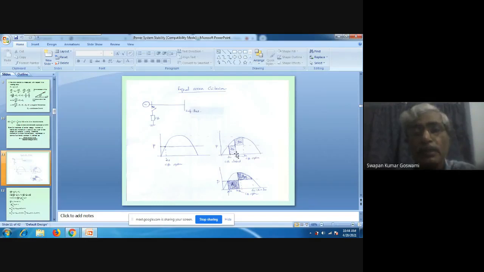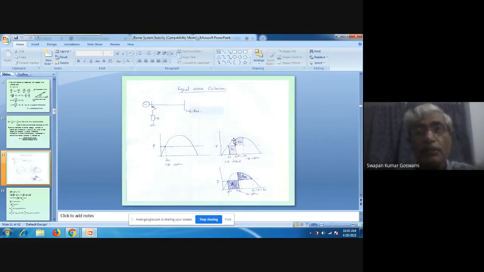So as the circuit breaker contacts are opened, the operating point will jump at this delta 1 angle. The angle will not change immediately, because a change of angle requires some time; obviously, in a rotating system, a change in the value of delta will need some time. So as soon as the circuit breaker contacts are opened at delta equal to delta 1, the output will immediately jump from here to here on the power angle curve.